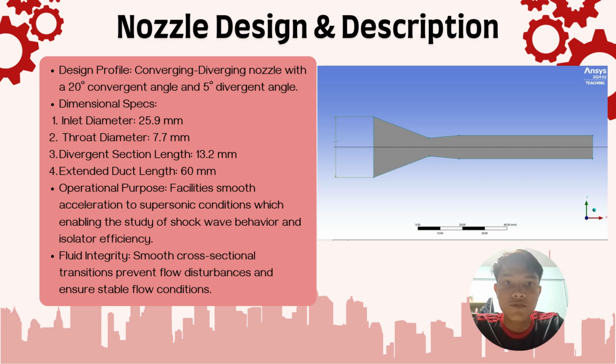This specific configuration is typical for research environments as it allows us to effectively study shockwave behavior and the overall efficiency of the isolator. In this study, the cross-section area changes smoothly throughout the geometry to prevent flow disturbance. This design choice is critical for maintaining stable supersonic flow conditions, serving as the physical domain to validate our numerical results against theoretical mass flow prediction.